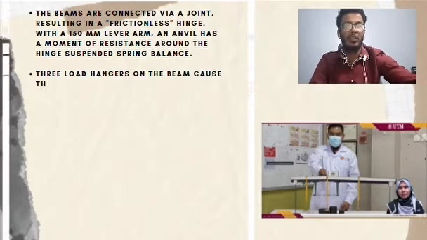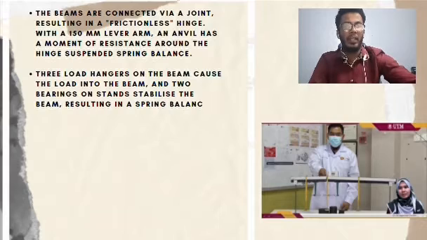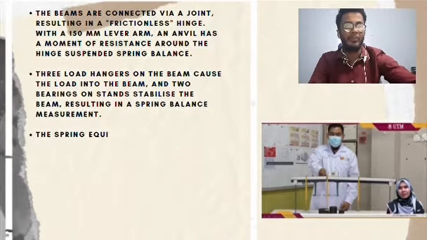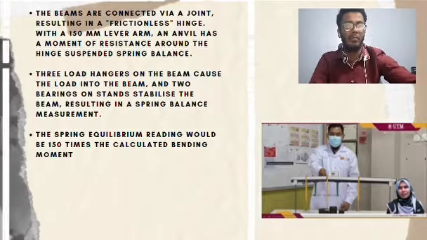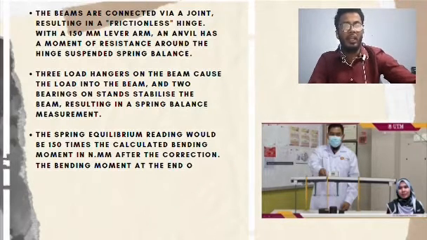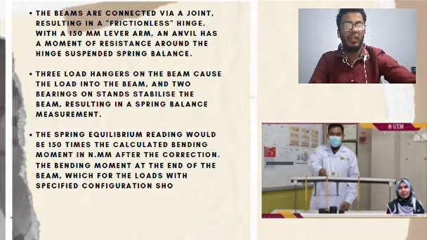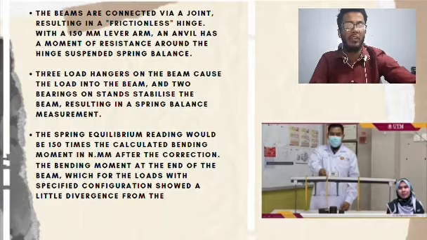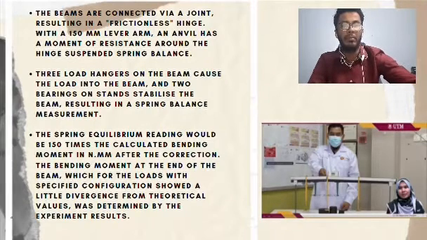3 load hangers on the beam apply the load to the beam, and the 2 bearings on the stand stabilize the beam, resulting in a spring balance measurement. The spring equilibrium reading would be 150 times the calculated bending moment in Newton millimeters after the correction. The bending moment at the end of the beam, for the loads with the specified configuration, showed a little divergence from the theoretical values, and was determined by the experiment results.